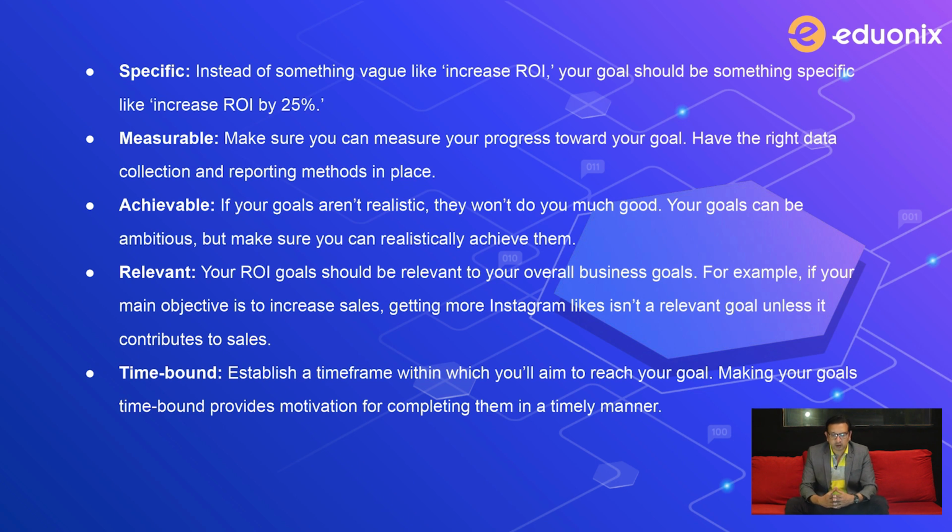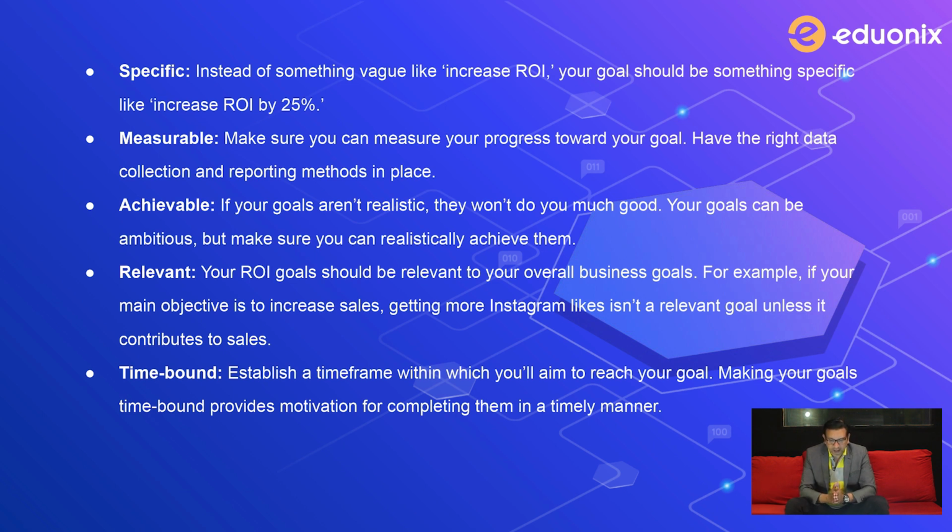Then it has to be relevant. Your ROI goal should be relevant to your overall business goals. For example, if your main objective is to increase sales, getting more Instagram likes is not a relevant goal unless it contributes to sales. If you want to sell a product, you want to achieve more sales in your Facebook store. Sometimes, if you're trying to get likes for a particular post, it doesn't give you much in sales, and for that you need to run a different campaign. A page like campaign doesn't help you in sales, so you need to be very careful on that.